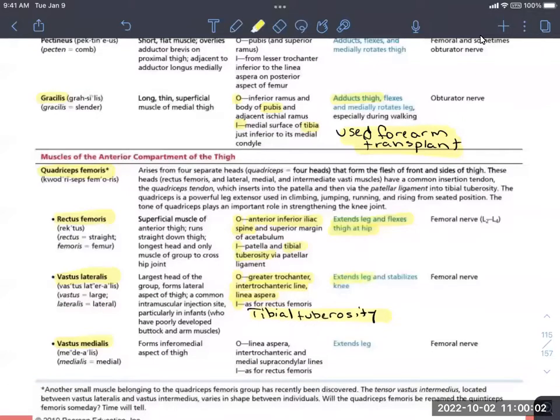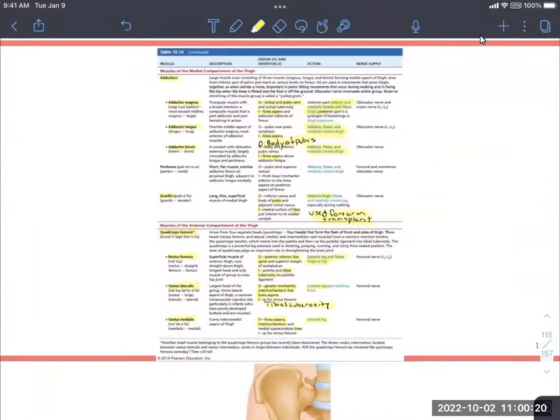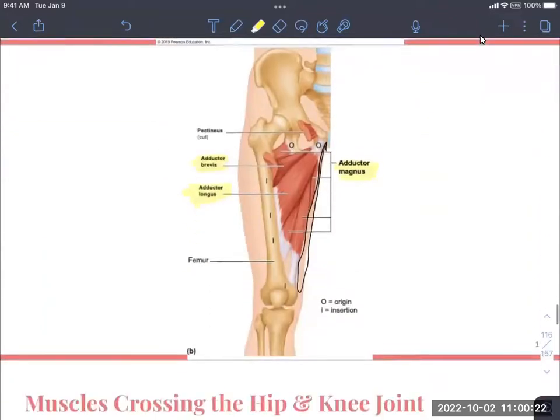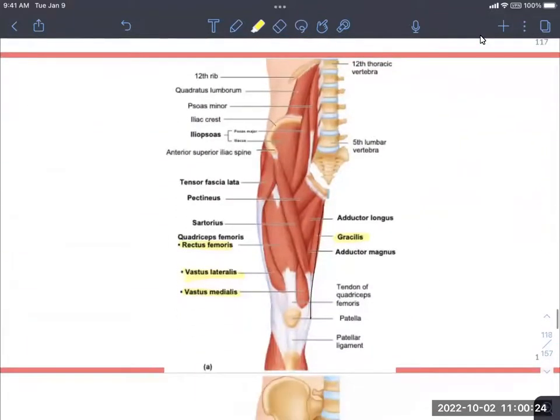So extend the leg and it flexes the hip. Vastus medialis originates at the intertrochanteric line and the linea aspera. Going to extend that leg. There we go. Now we've got them all, all 4 of our quadriceps muscles.